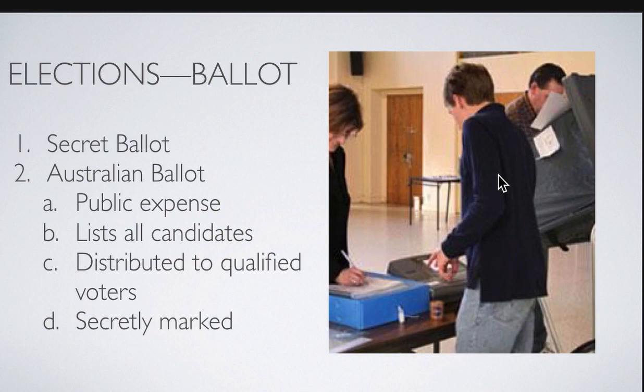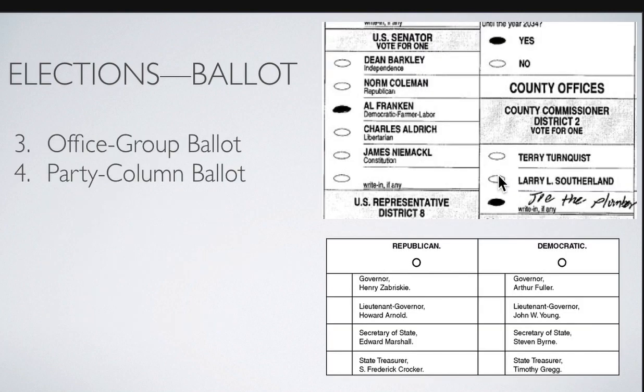And then lastly, it is secretly marked. You have the opportunity to vote for whoever you want to vote for in a private booth with nobody else looking over your shoulder and nobody else asking who you want to vote for. So it is secretly marked, and that's why we have the balloting system, either on paper or electronically, the way that we do today.